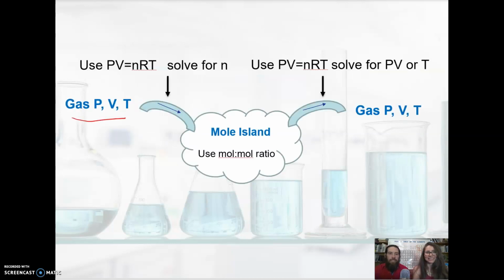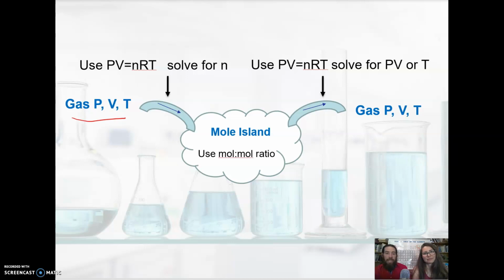So we like to use this little mole island representation to help us visualize these problems. So we would have a balanced equation, and we would have information about one of the items in the balanced equation, and we'd have to get to the number of moles of that, and then use the balanced equation, the mole-mole ratios from the coefficients, to go to another compound or element in the reaction.